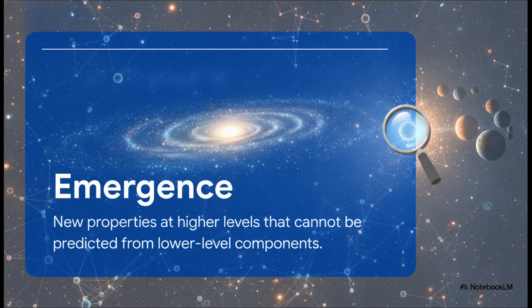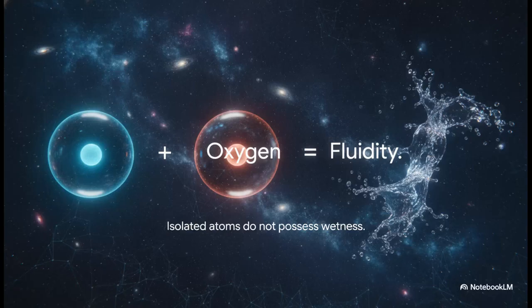If you want to know how chemistry became biology, or how early hominids developed cumulative culture and civilization, you absolutely have to understand emergence. To make this a bit more concrete, think about something you interact with literally every single day. Water. Hydrogen plus oxygen equals fluidity. If you study an isolated hydrogen atom in a lab, you are never going to find wetness. If you isolate an oxygen atom, you won't find surface tension. Those properties simply do not exist at that lower level. But when you put them together into a relationship, the emergent property of fluidity spontaneously appears. Simple components interacting to create profound complexity.